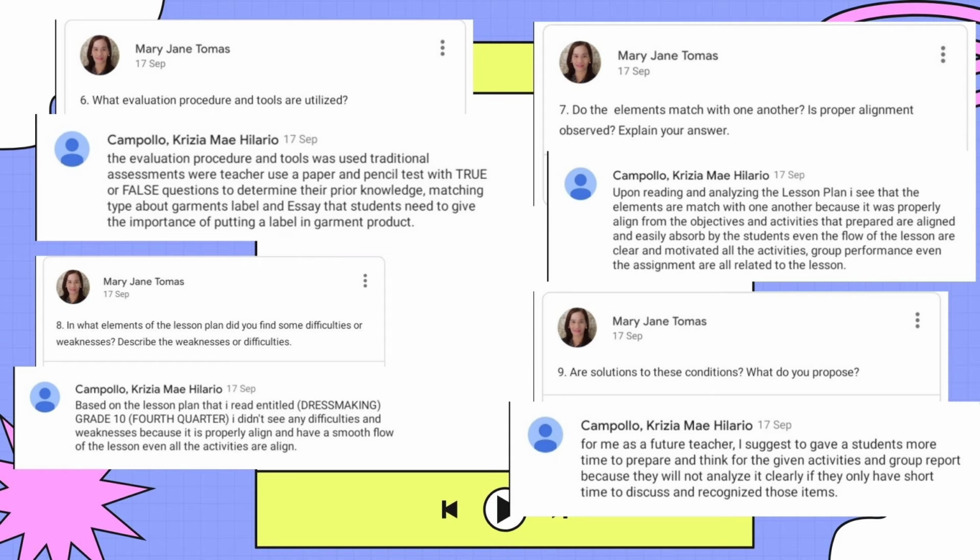Those questions are: Can you consider a lesson plan a curriculum? Why? What are the objectives given in the lesson plan? What is the subject matter or content? What activities are included? What strategies or methods of teaching are utilized? What evaluation procedure and tool are utilized? Do the elements match with one another? Is there proper alignment? Observe. Explain. Which elements of the lesson plan did you find difficult? And last, what are the solutions to these conditions?